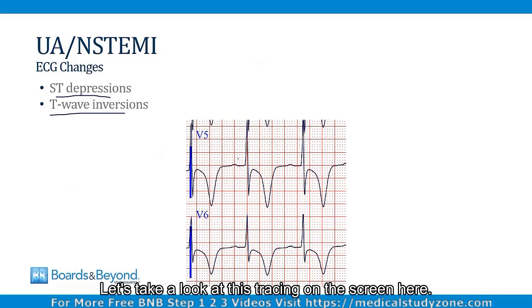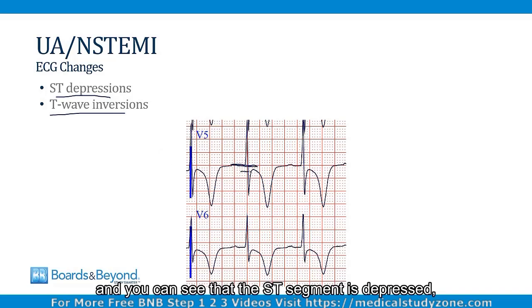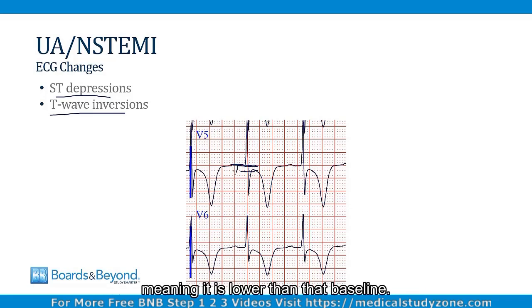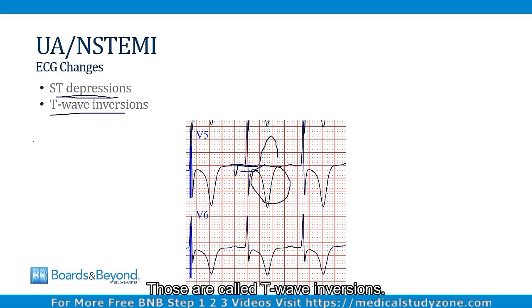Let's take a look at this tracing on the screen here. This is the baseline in V5, and you can see that the ST segment is depressed, meaning it is lower than that baseline, so ST depressions are present. You can also see that these T-waves, which should be pointing up like this, are flipped. Those are called T-wave inversions, and those are also evidence of ischemia.